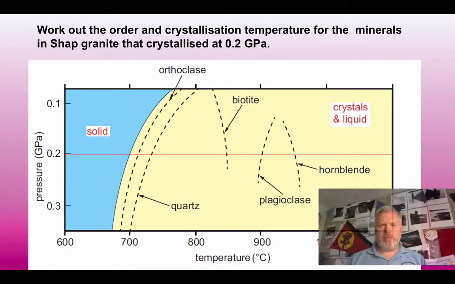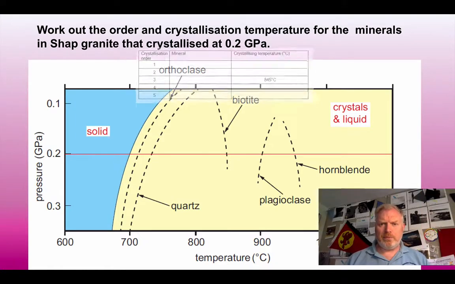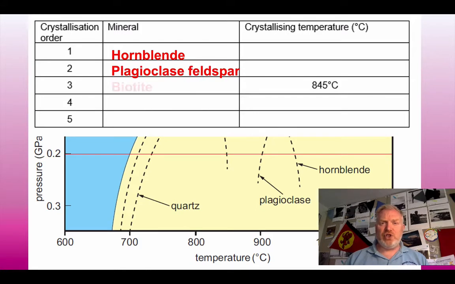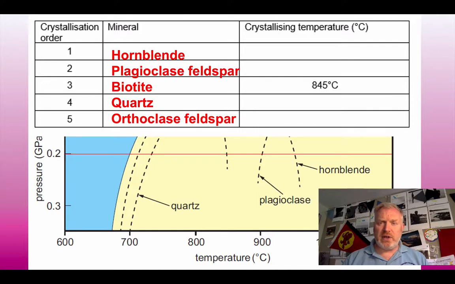Okay, let's see what you've come up with. This is the table. And if we look at the order of crystallization as the magma gets cooler, we see that hornblende would crystallize first, followed by plagioclase, followed by biotite, quartz, and finally orthoclase feldspar. If we fill in the temperatures at which this occurs, we see the succession. That fits in with Bowen's reaction series.